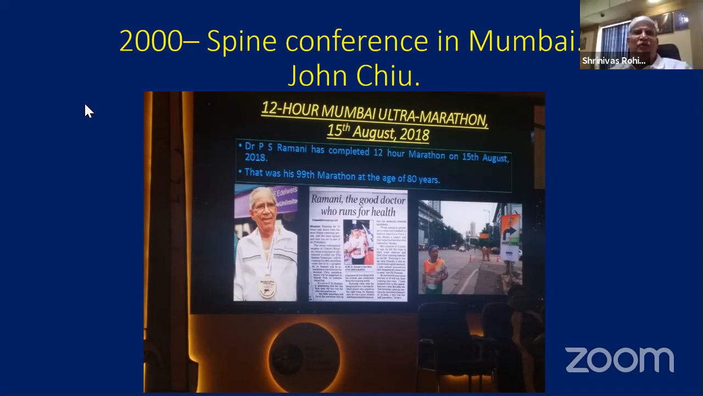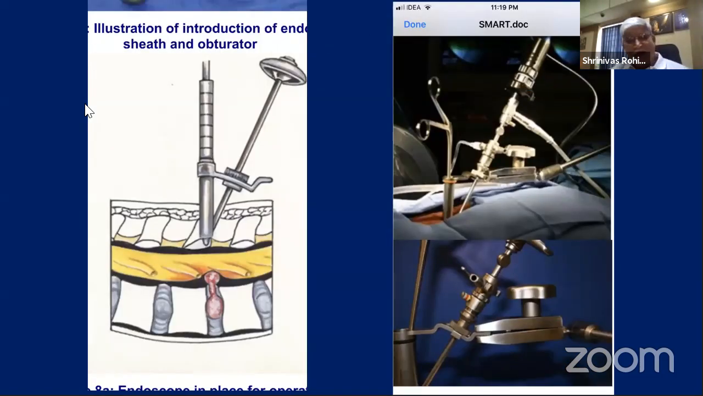trying to get the knowledge about this interlaminar approach. And in 2002, I went to Dr. Destandau to learn this. There was initially a lot of resistance from others that these things are not going to work. In this slide, you just try to see this is one of the systems by John Chu. This is a smart system.